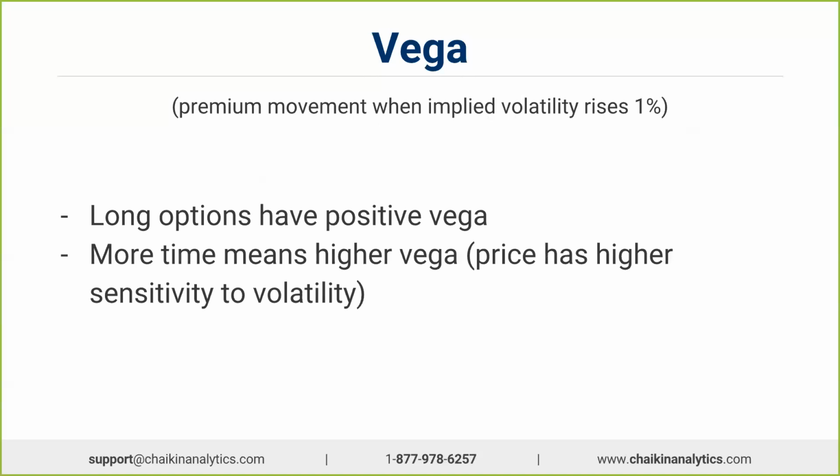So Vega is going to be smaller on shorter durations. It's also going to be less as you go in or out of the money. Vega is highest at the money. And we're more sensitive the farther out in time we go. Okay? As you go farther in the money or out of the money, you get lower Vegas. At the money has the highest Vega.